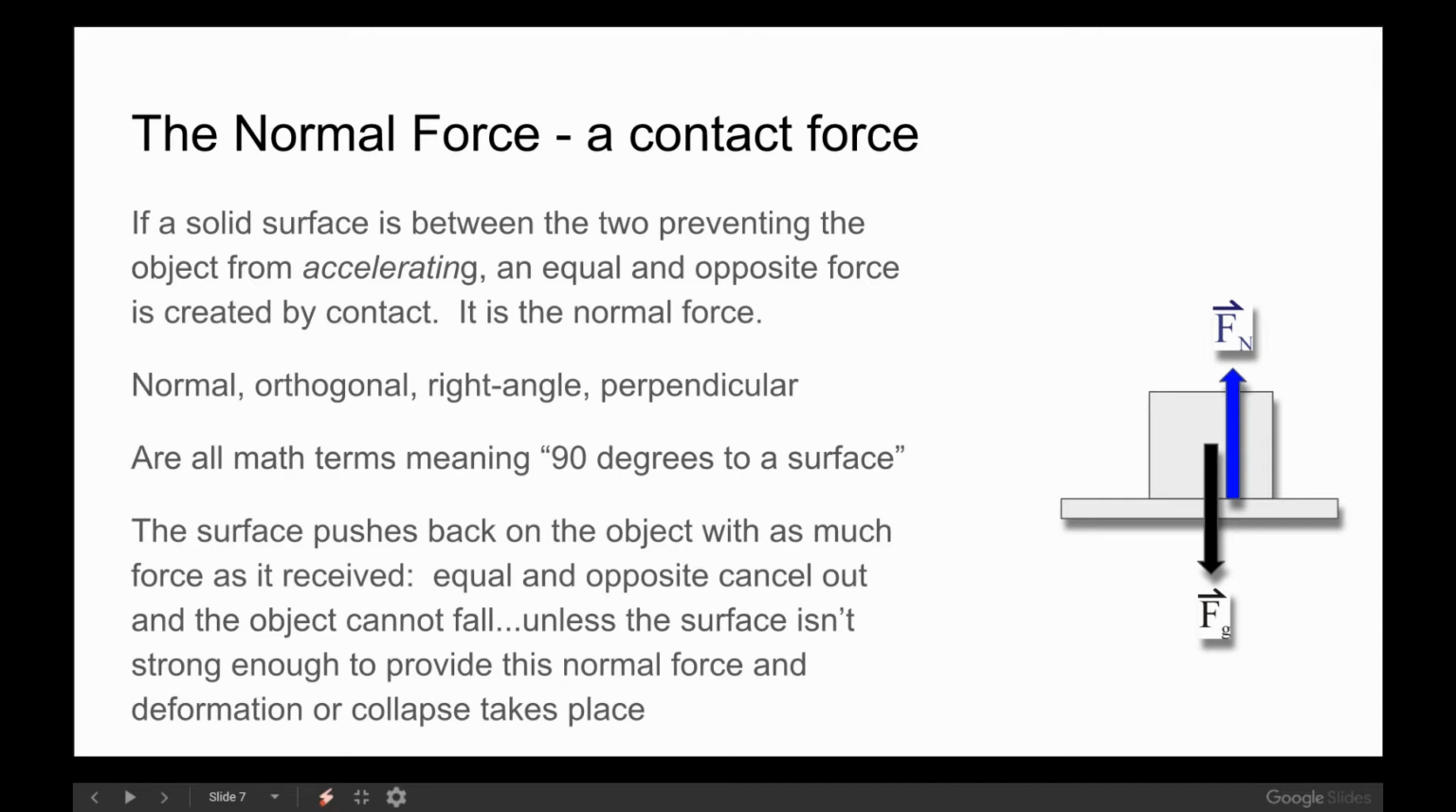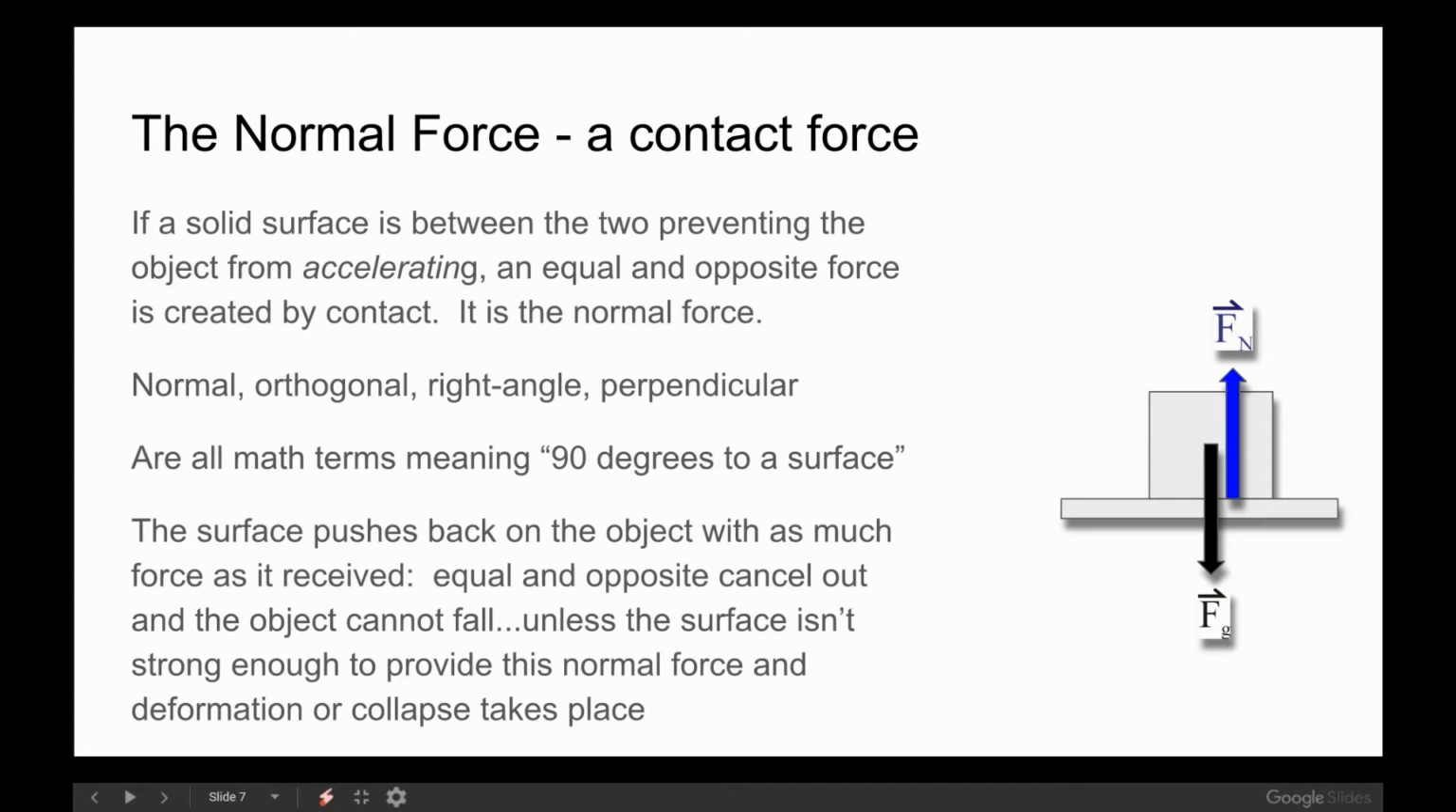Does every surface provide a normal force? No, absolutely not. If you go walking out on soap bubbles, you are far too massive; your gravitational force will exceed what that surface can hold, and you will plunge through it. If you decide to go walking across grass, it will probably provide the normal force. But if you decide to go walking across wet grass wearing stiletto heels, the surface won't be able to support that, and you'll punch through it.